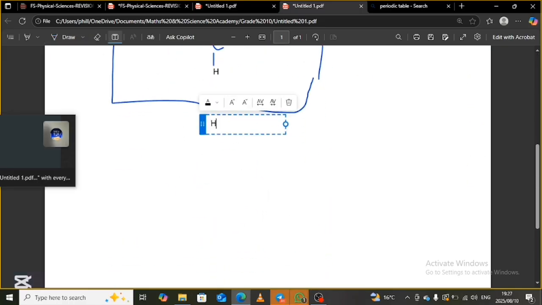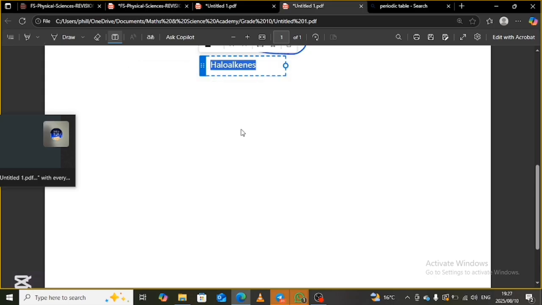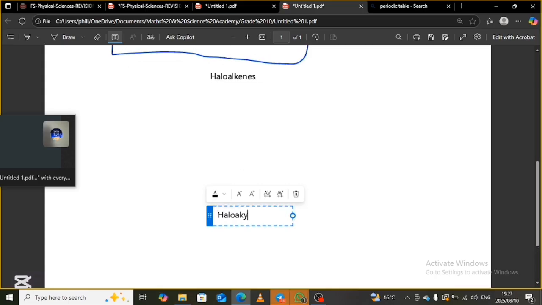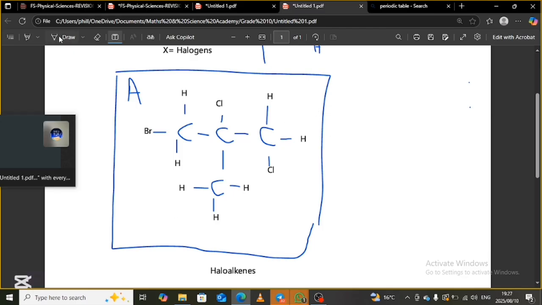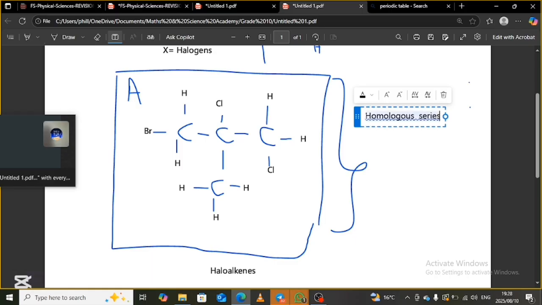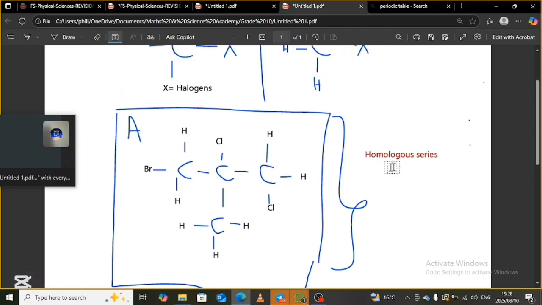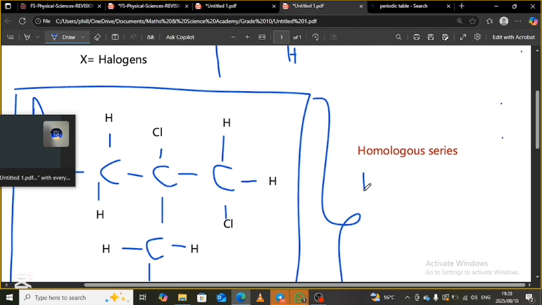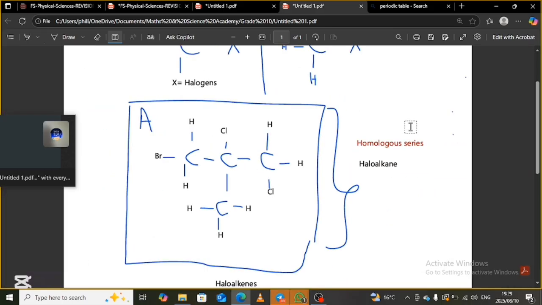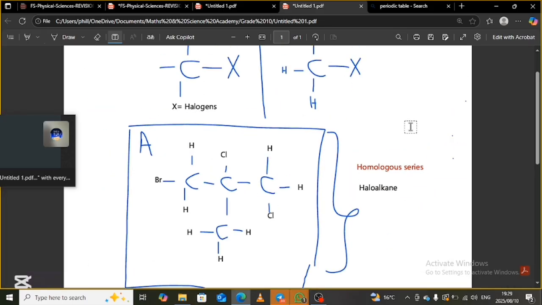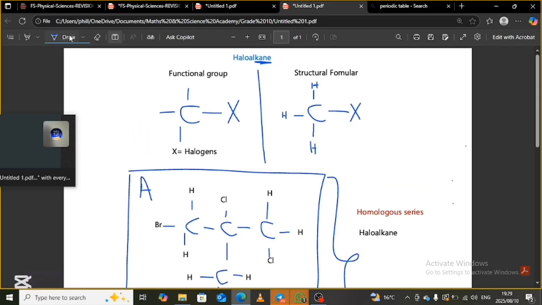And I want us to examine something here. There's a difference between haloalkanes, haloalkenes, and haloalkynes. Haloalkanes have single bonds, haloalkenes have double bonds, and haloalkynes have triple bonds. So the homologous series for the structure of compound A is basically haloalkanes, since it doesn't have any double bonds or triple bonds between the carbon atoms.